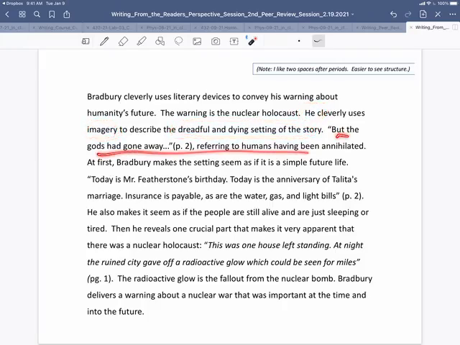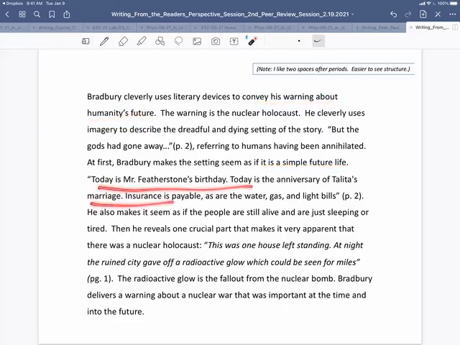This is a quote from the story, so we won't worry too much about that. Bradbury, Whose story makes the setting seem as if it is a simple future life. So is that stress-worthy? It seems like it could be. Again, I might ask, is something else in here stress-worthy? And is this the thing you want to stress? Is this taking us, because simple future life doesn't connect well back to a warning. So maybe there's a possibility of a change there, although I'm not sure what it would be.